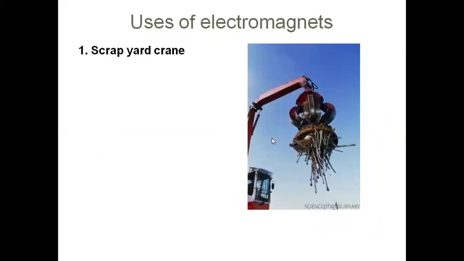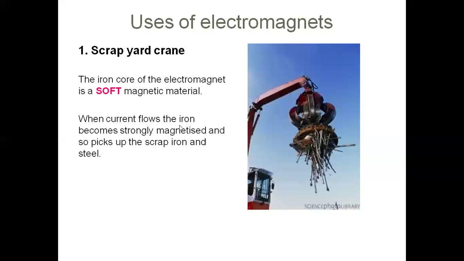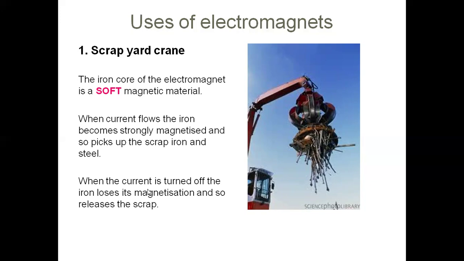Now uses of electromagnet. Scrap yard cranes. In order to remove the iron materials from the scrap yard, we can use a crane which will have an electromagnet attached to it. They will bend down and pick up the iron materials, soft iron materials. And this is an electromagnet. So current is switched on, it becomes a magnet, picks up the things. When the current flows, the iron becomes strongly magnetized and so picks up the iron scraps and steel also. When the current is turned off, the iron loses the magnetism, so it releases the scrap.